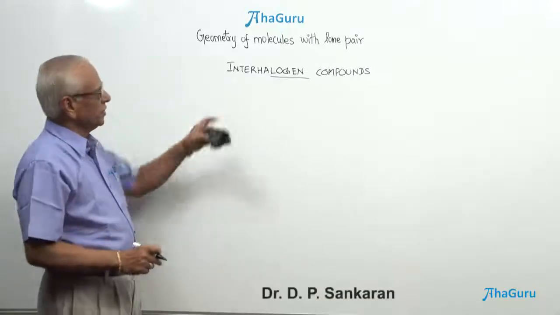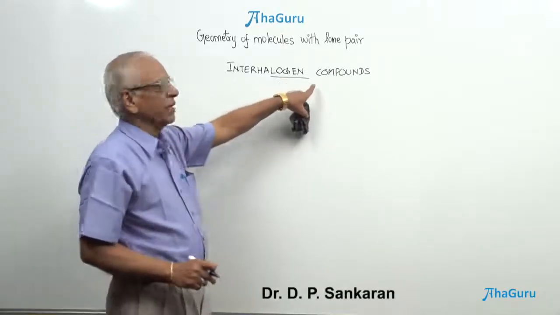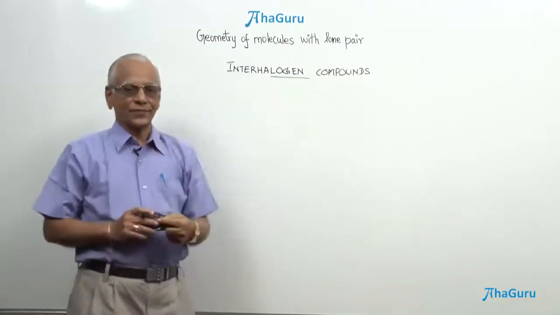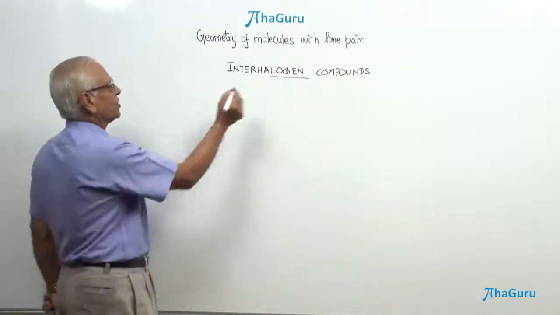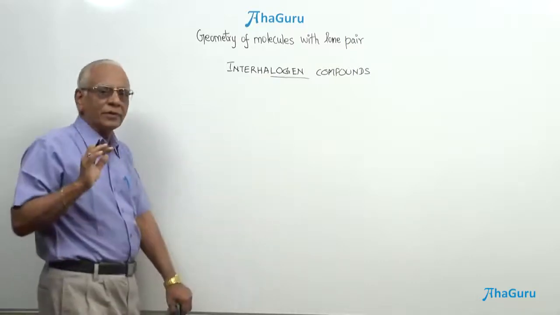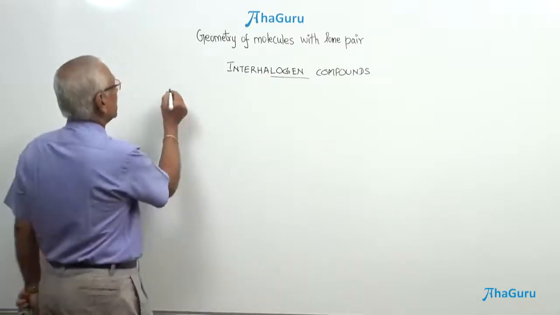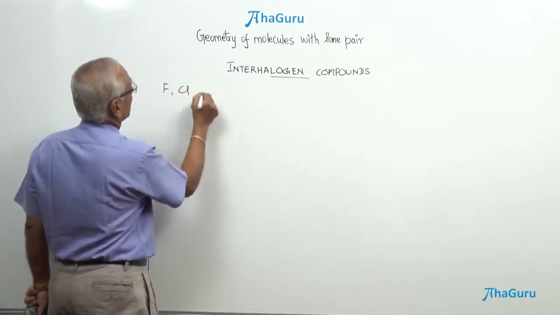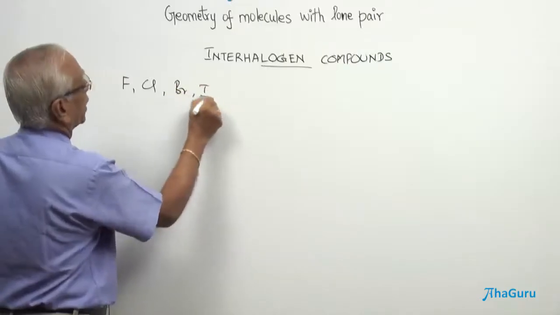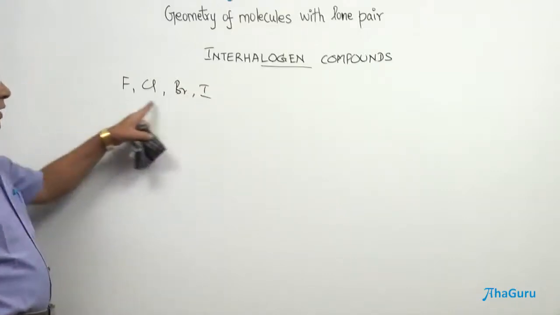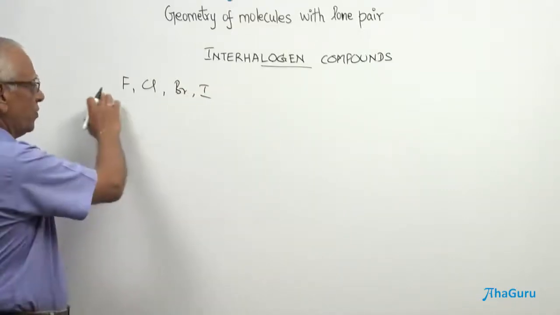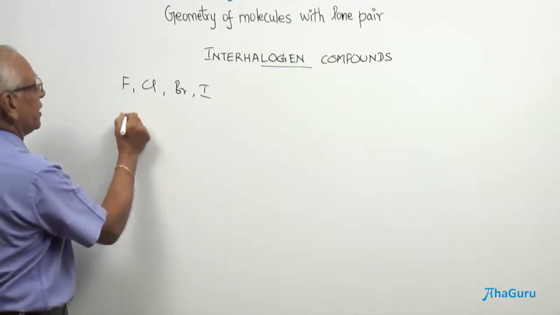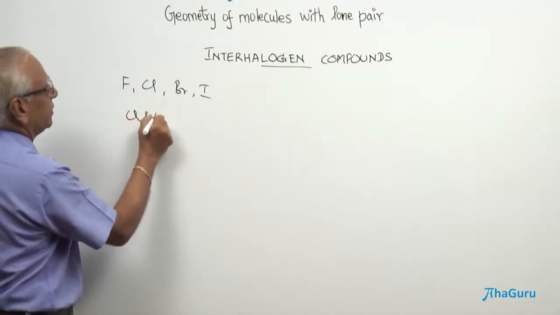Students, we shall discuss the hybridization and the shape of interhalogen compounds. What are interhalogen compounds? It is a compound formed between two different halogens. We know halogens are fluorine, chlorine, bromine and iodine. The electronegativity decreases, the electropositivity increases. Therefore, there could be a reaction between chlorine and fluorine.